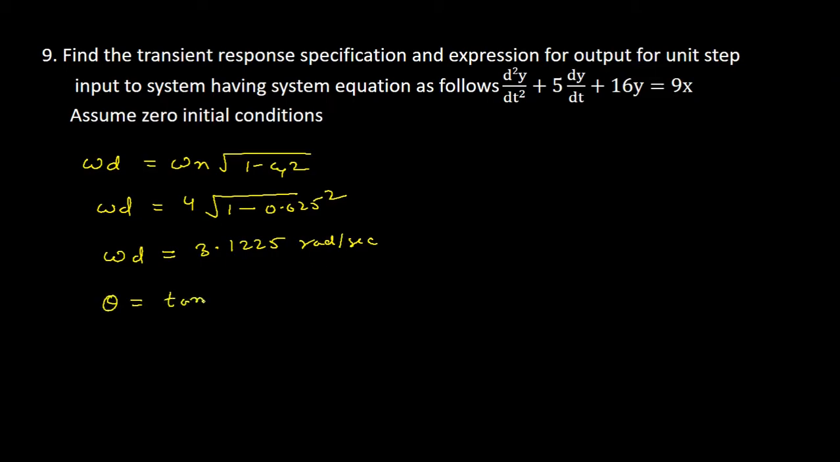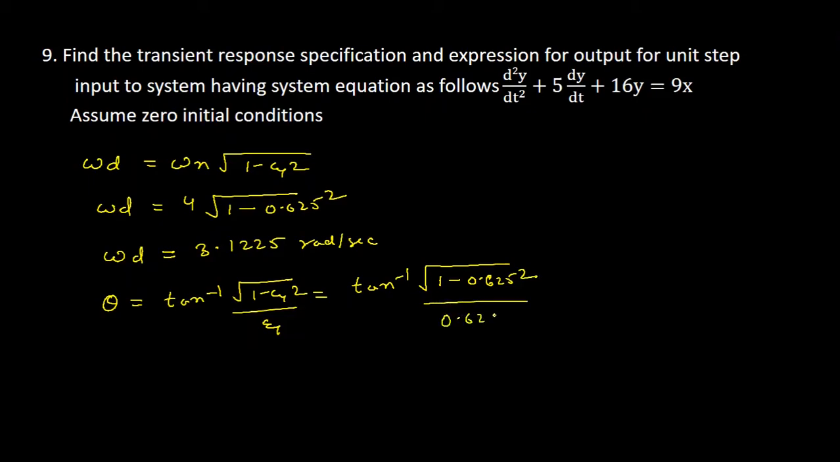Theta is tan inverse of under root 1 minus zeta square divided by zeta. Now we put the value of zeta here: tan inverse of under root 1 minus 0.625 square divided by 0.625. When we solve this, we get theta is equal to 51.32 degree. Now we convert this degree into radians, so we have to multiply this value by pi by 180. Then theta in radians will be equal to 0.8956 radians.